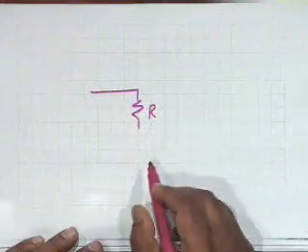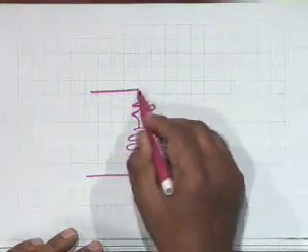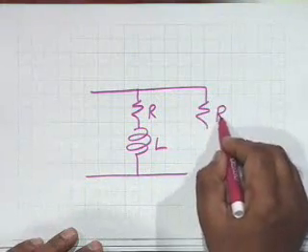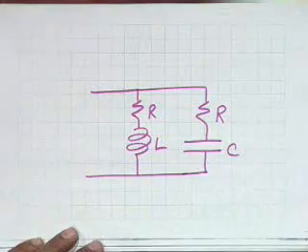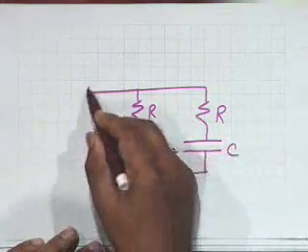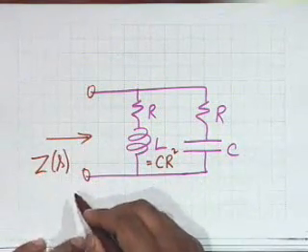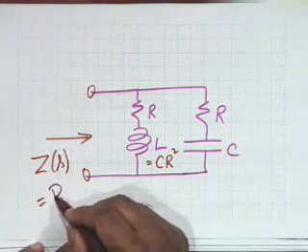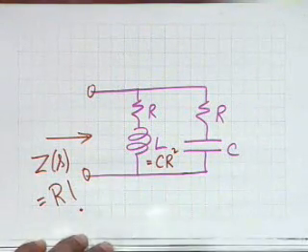A very simple circuit. All right, we have an R. I don't know if you have come across this. A resistance, an inductance L. Then we have a resistance R and a capacitance C, where the value of this inductance is equal to C R squared. You can show that the input impedance is equal to capital R. Simply capital R.